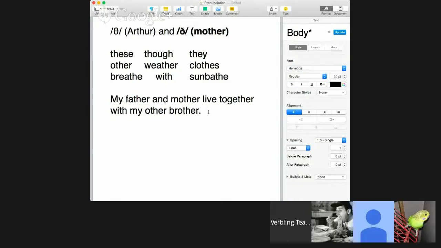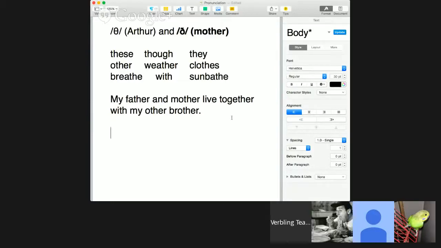These, though, they, other, weather, clothes, breathe, with, sunbathe. My father and mother live together with my other brother. Beautiful. Okay, well done, everybody, because that one is tricky.